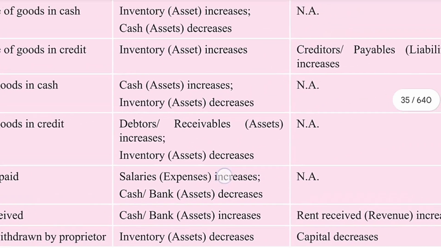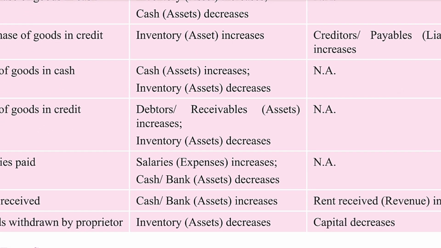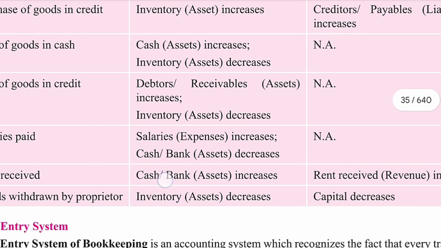So when we are buying goods for credit, what happens? Creditors increases and our inventory increases. That means our asset increases. When goods are sold for cash, what happens? Our inventory decreases, meaning our stock decreases because we are selling goods from our stock, and our cash increases because when we are selling goods, we get cash. And if we sell goods for credit, our debtors increases. Debtors are assets only. Inventory decreases, stock decreases. That is also an asset.